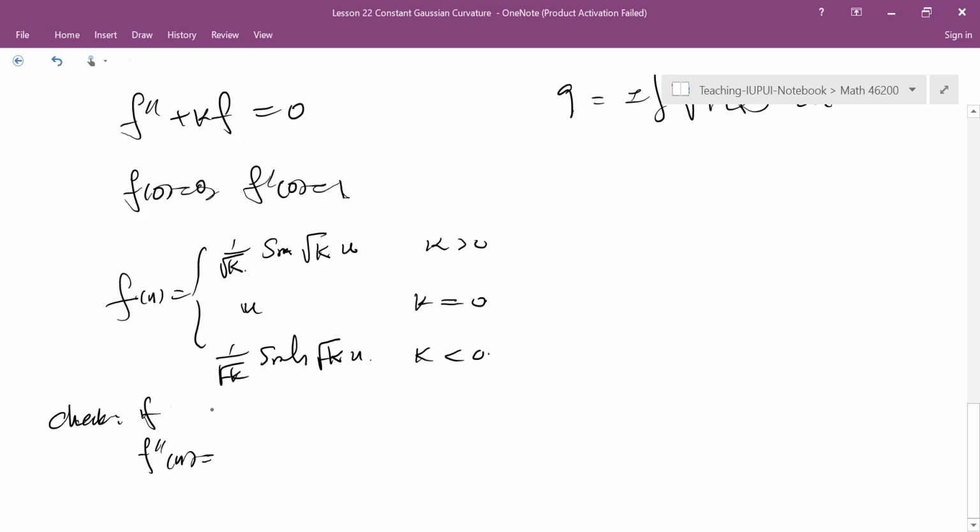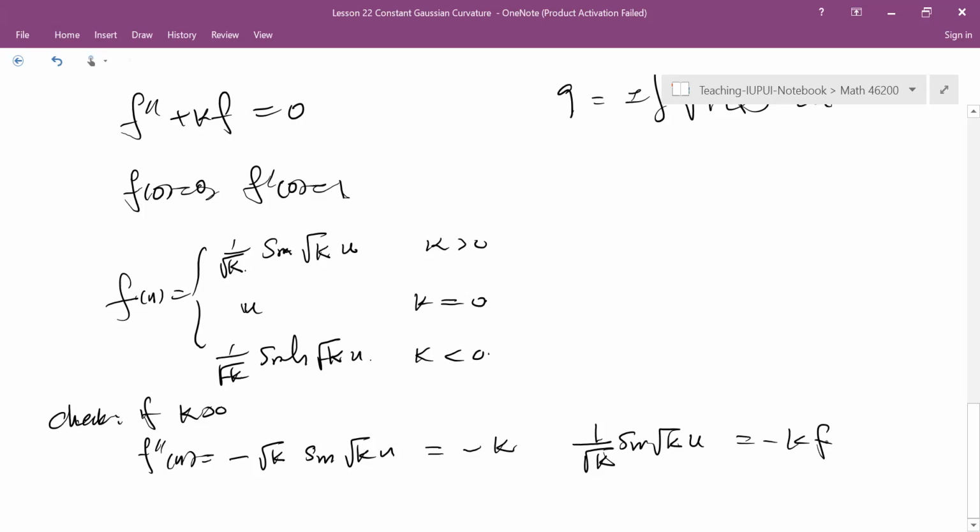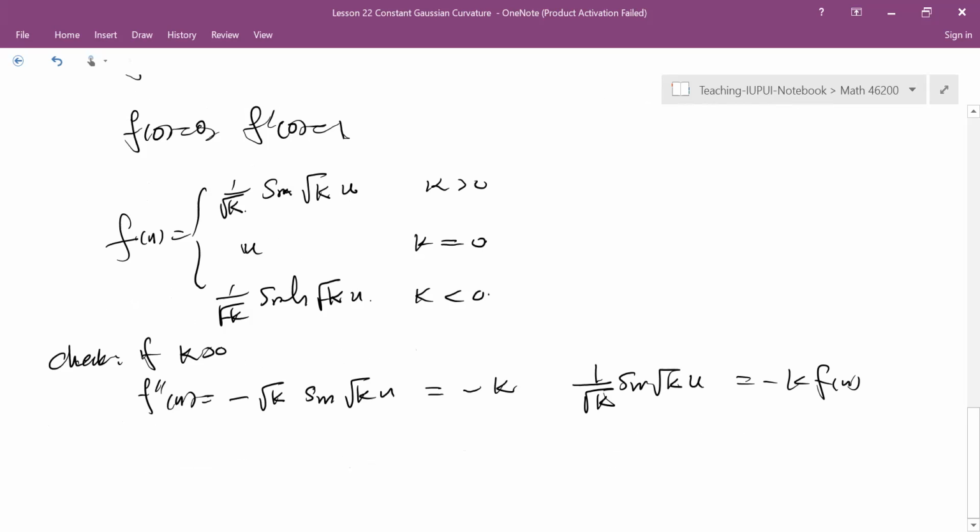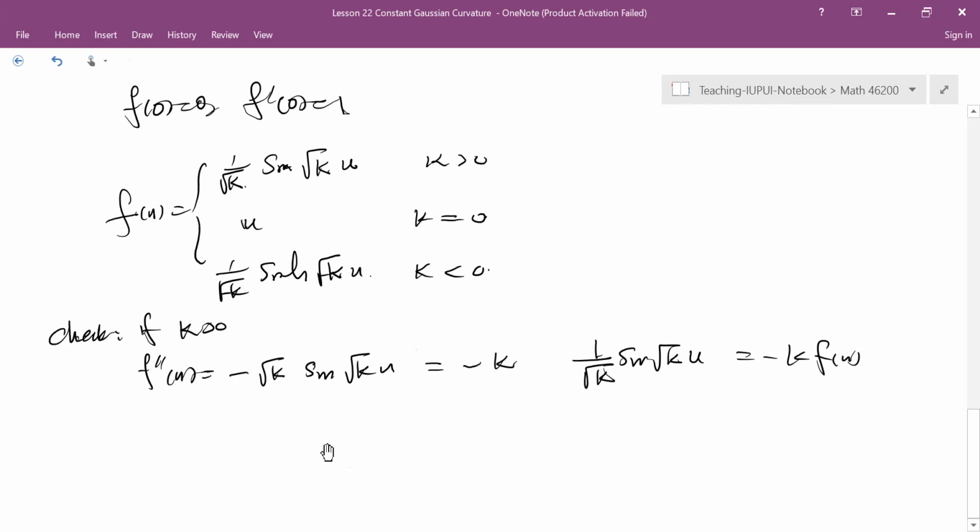If k is positive, f double prime of u is going to be negative square root of k times sine of square root of k u, and then it's going to be negative k times f. So that's why it's indeed a satisfying equation. Okay, so we are interested in the surface of revolution with a constant curvature.